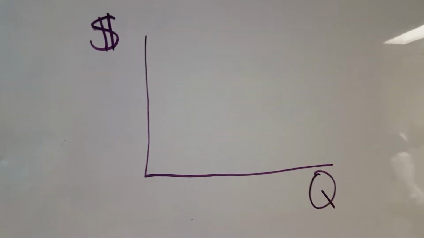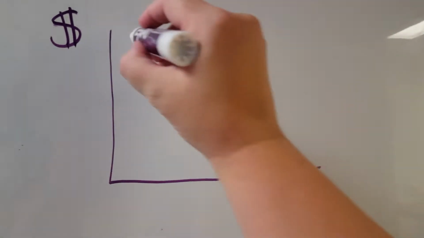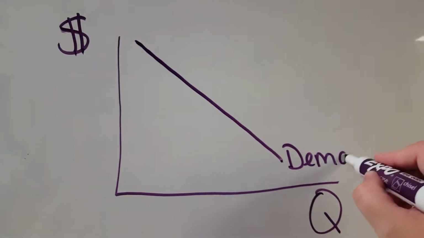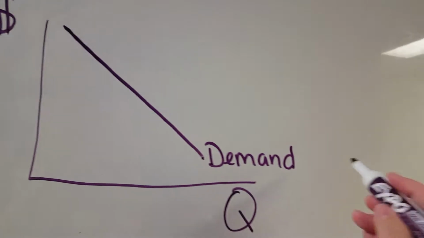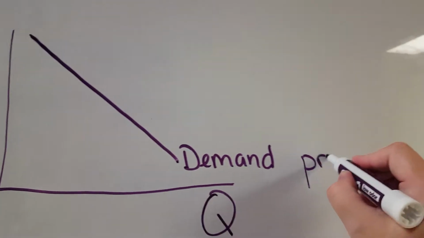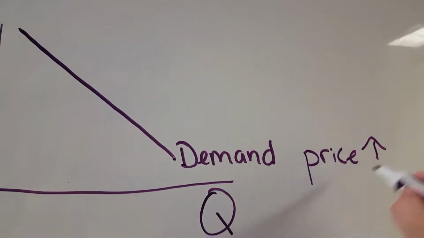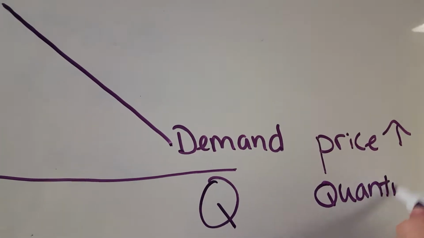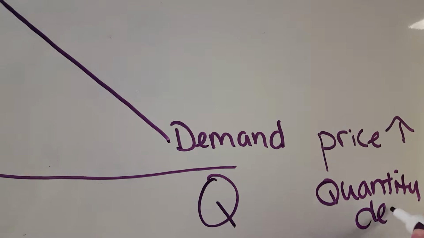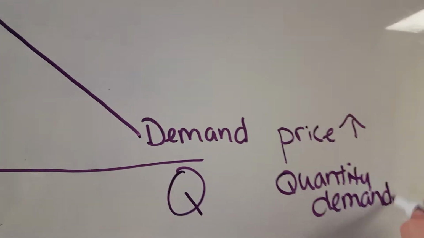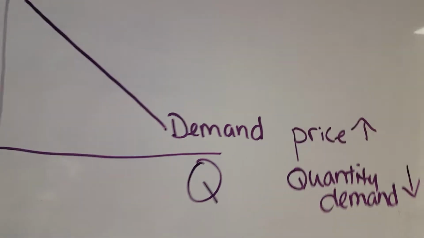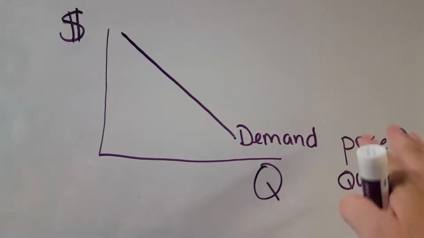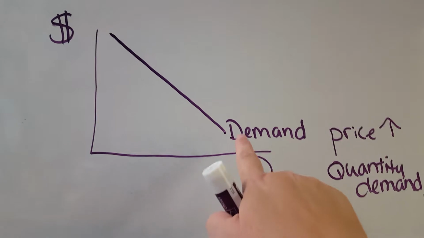When you're doing the supply and demand curve, remember that your demand curve is going to be downward sloping. It's downward sloping due to the law of demand, which states that as price goes up, then your quantity demanded is going to go down. That makes sense, right? If the price of whatever you're buying goes up, you're going to buy less of it. Okay, so that makes your demand curve always downward sloping.